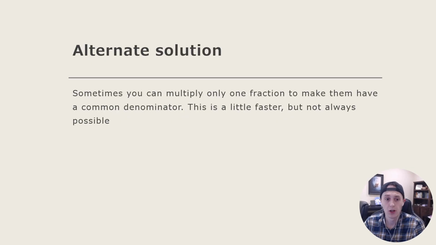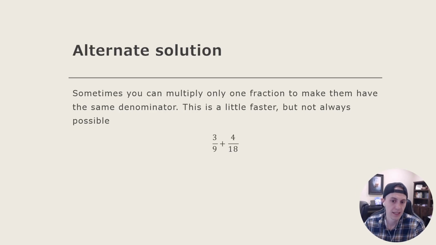So let's talk about an alternate solution, or another way that we can solve addition problems. Sometimes you can multiply only one of the two fractions being added together to make them have the common denominator. This can be a little bit faster, save you a lot of time, but not always possible. So, for example, 3 over 9 plus 4 over 18. You may notice that 9 can just be multiplied by 2 to get 18.